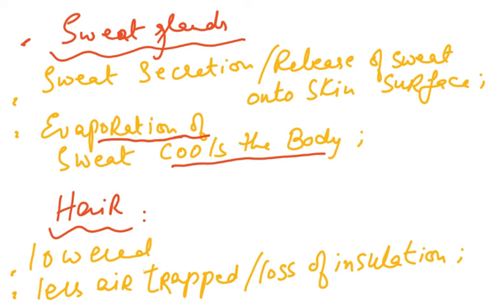Then the hair. I don't agree with it, but still I'm telling you what's in the mark scheme. So hair will be lowered, just like if it's a cold day, furry animals look larger because the hair erector muscle contracts and the hair stands on its ends. So a layer of air is trapped around the body, and that acts as an insulator. That's why you wear furry coats in very cold weather. So hair lowered, less air trapped, and loss of insulation.